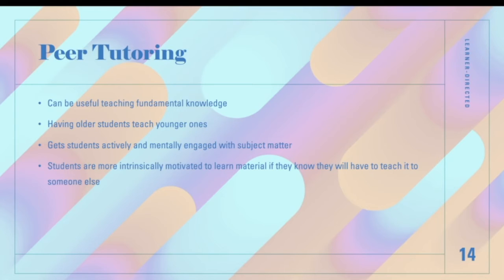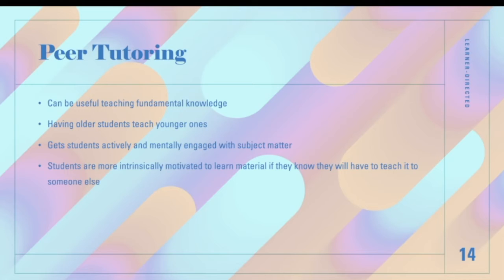It can be done peer-to-peer within a class, with maybe the higher performing and the lower performing students working together. Or it can be done between classes. So, like a younger class is working with an older class, and the older group of students has to explain something to the younger group of students, and it helps both of them to solidify their knowledge on that subject.